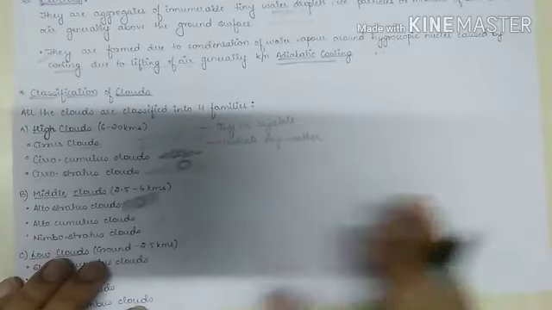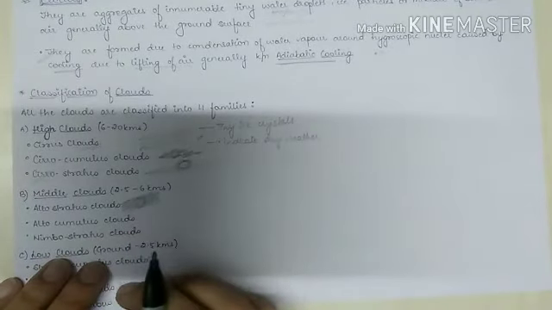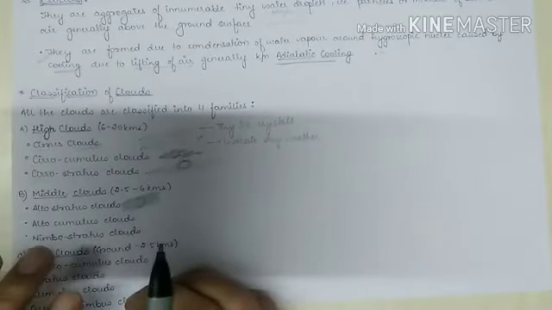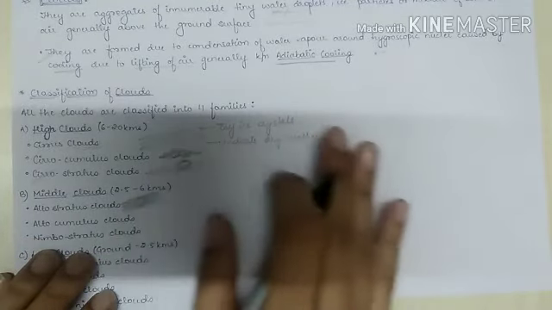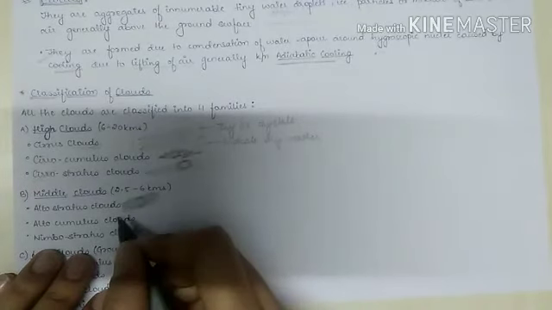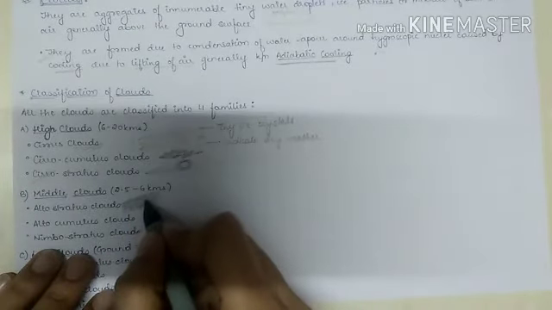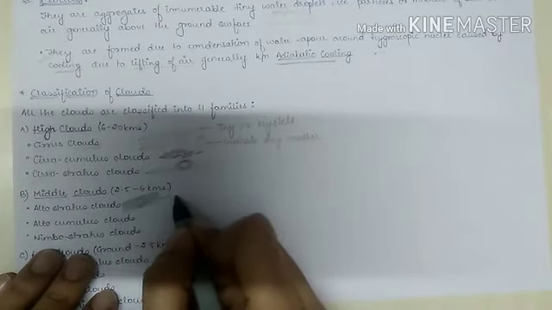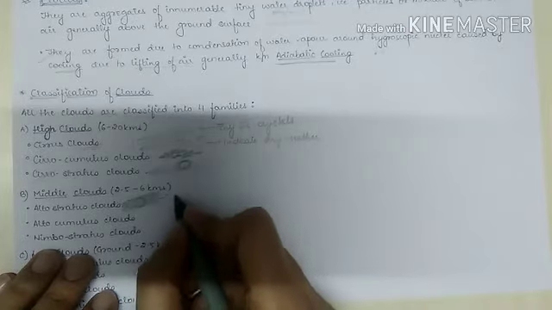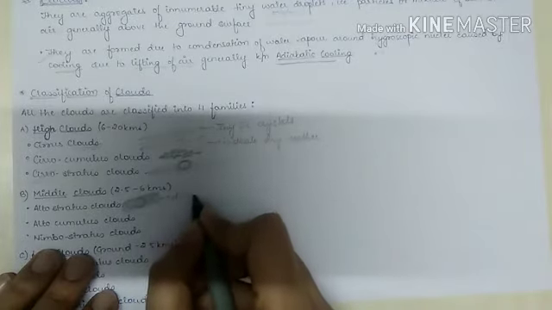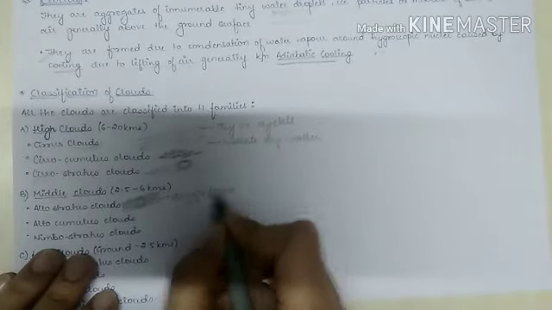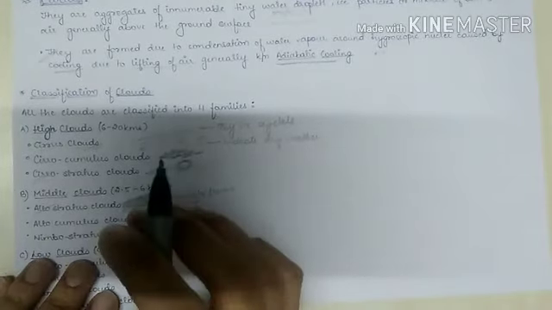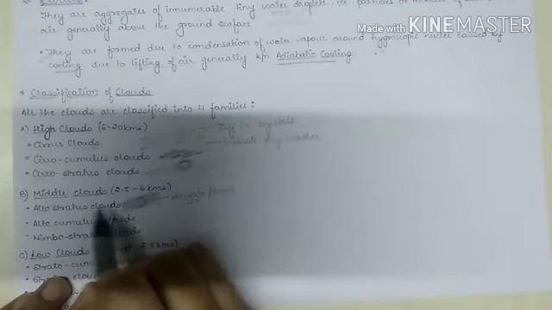And these clouds don't form a halo around the sun or moon. They cover the sky partly or totally, and they are smoothly distributed over the entire sky. They sometimes cause drizzle or snow. So drizzle or snow is caused due to this type of cloud, altostratus cloud.